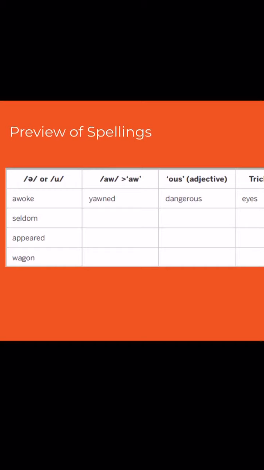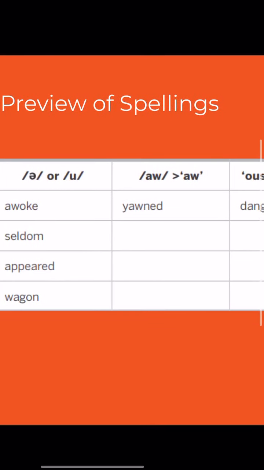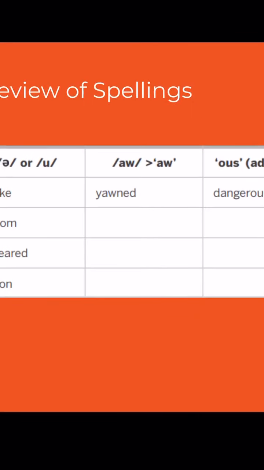We have that schwa-aw sound in the first column. So let's go through and read these words together. First one, awoke, seldom, appeared, wagon. Okay, so we all hear that aw sound in there, right? Okay, good. Let's go to the next column. We have the aw sound spelled with A-W. Okay, let's read that one word they gave us. Yawned.